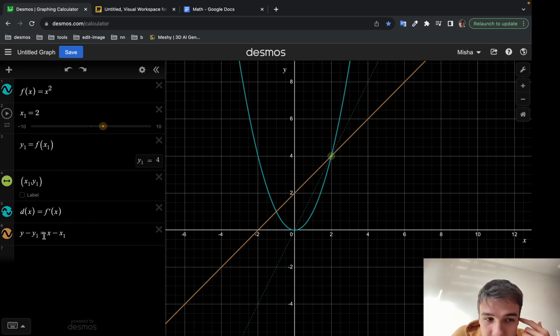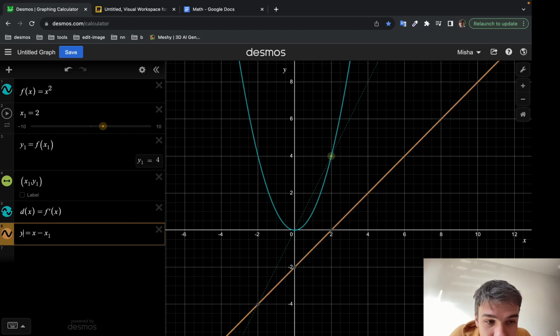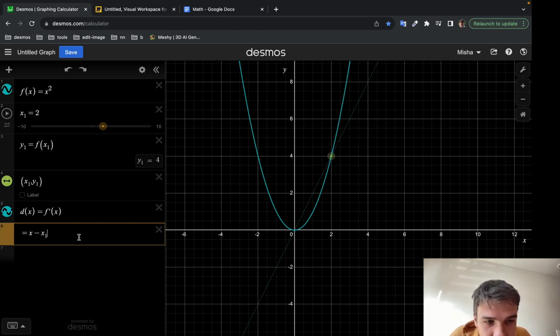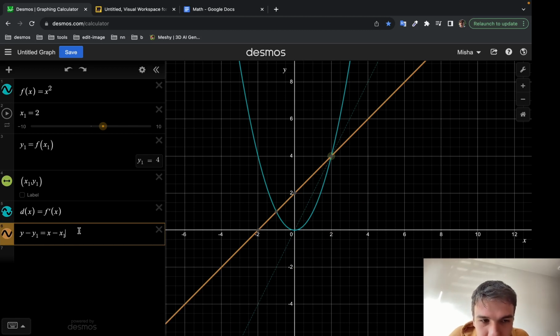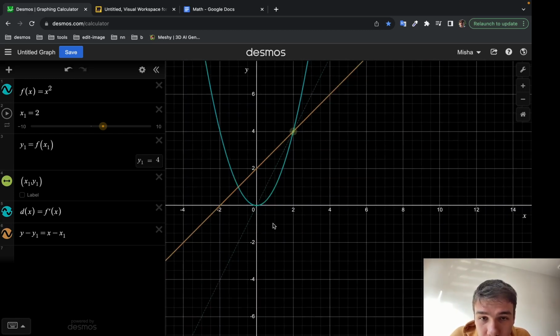And another question is, can't we just say that y is equal to x minus x1 plus y1? And of course we can say this, because it's simply the rules of mathematics. So it's going to work the same way and perfectly. But for the sake of simplicity, I'll just use the standard one, which is y minus y1 is equal to x minus x1.